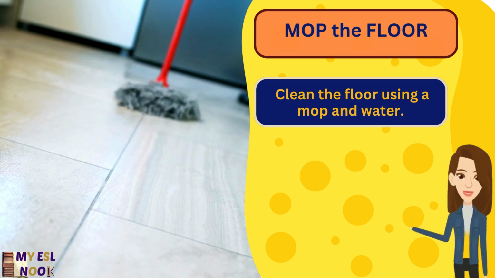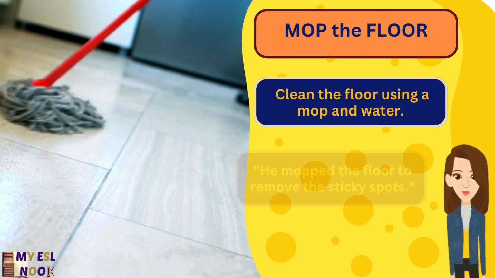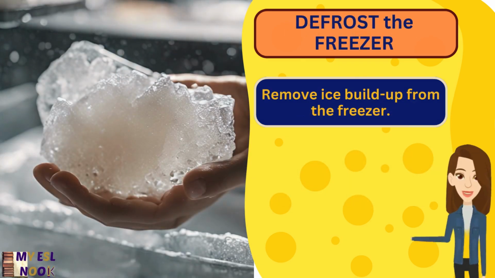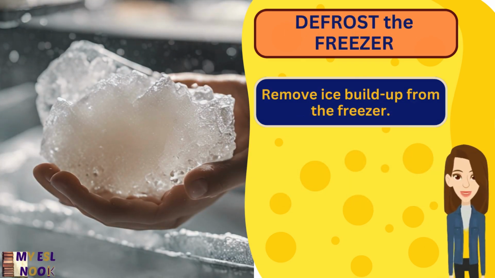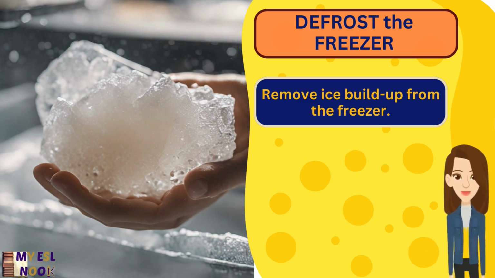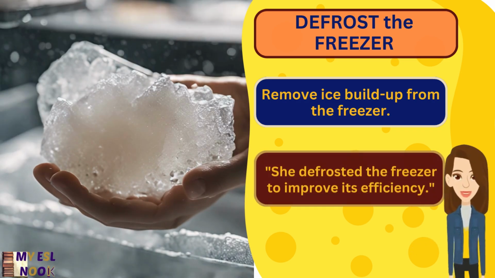Mop the floor. This is when we usually use a cleaning solution, any sort of liquid, to mop the floor. He mopped the floor to remove the sticky spots. Defrost the freezer. This is when we have to remove the ice. Usually we turn it off so we can remove the ice buildup from the freezer. She defrosted the freezer to improve its efficiency.